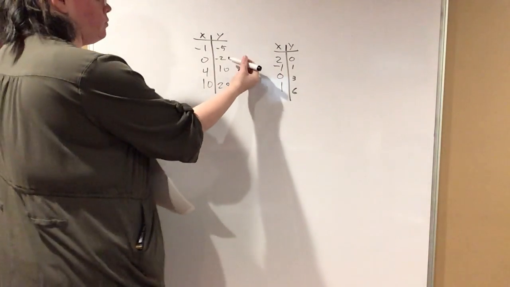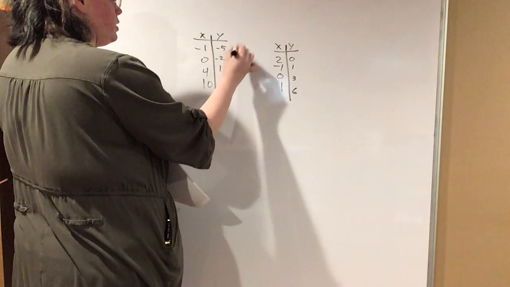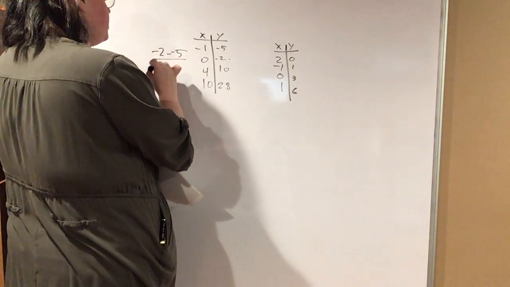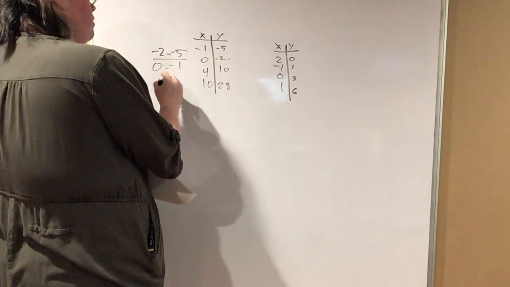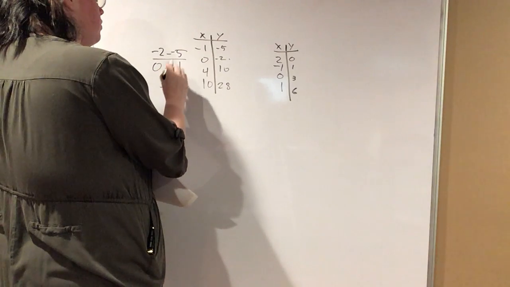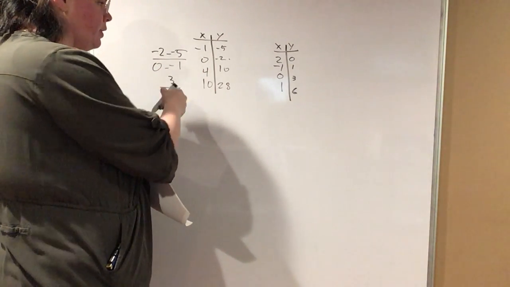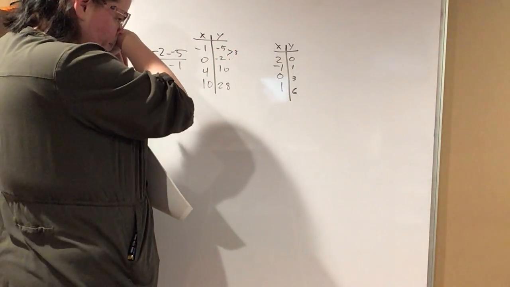But you have to do it like twice or something like that. So if I do the change in y, which is negative 2 minus negative 5, over 0 minus negative 1: negative 2 minus negative 5 is a 3. Negative 1 minus, well, 0 minus the negative 1 is a 1. So we know this one right here is 3, so we'll leave it like that.